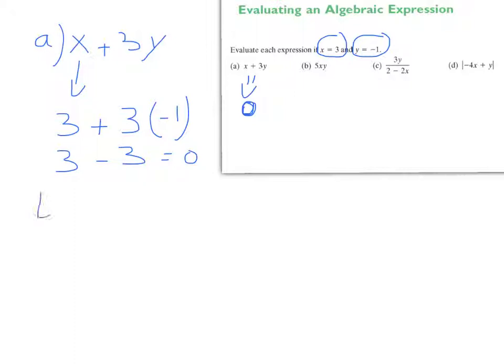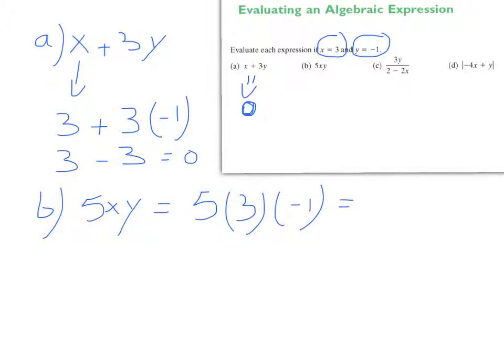And then we have b. We have 5xy. So here we're going to substitute x by 3 and y by -1. Again, we have 5 times 3 is 15, times -1. Now, positive times negative is negative, and 15 times 1 is 15. So this is -15 for b.